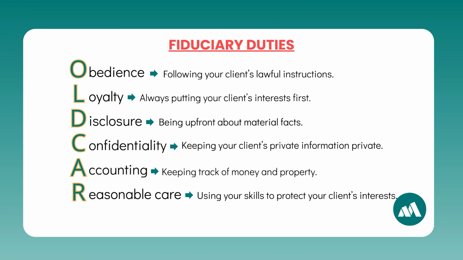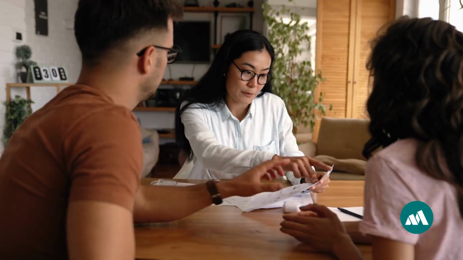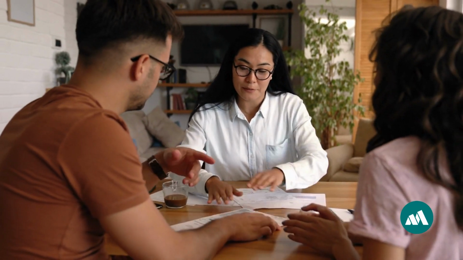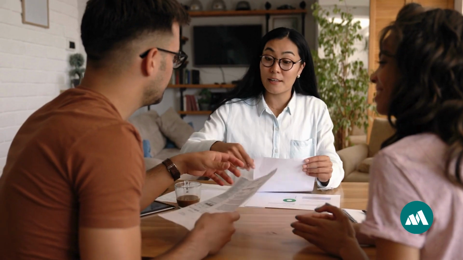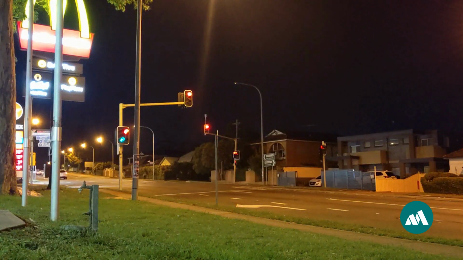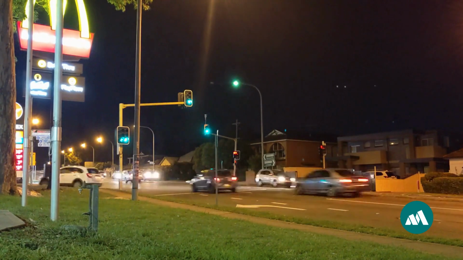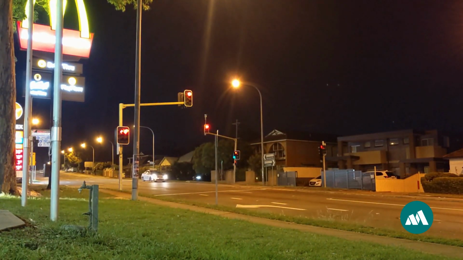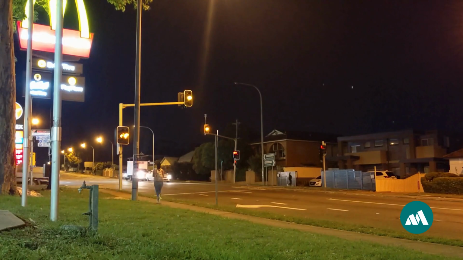And we end up with reasonable care, which is using your skills to protect your clients' interests. Reasonable care is all about using your expertise to guide your client. Let's say your buyer is interested in a home near a busy road. Reasonable care means you'd advise them to consider the noise, traffic, and potential future development in the area. You are the professional, and they're counting on you to help them avoid mistakes. So to sum it all up, don't forget the acronym OLDCAR when it comes to your fiduciary duties as a real estate agent.